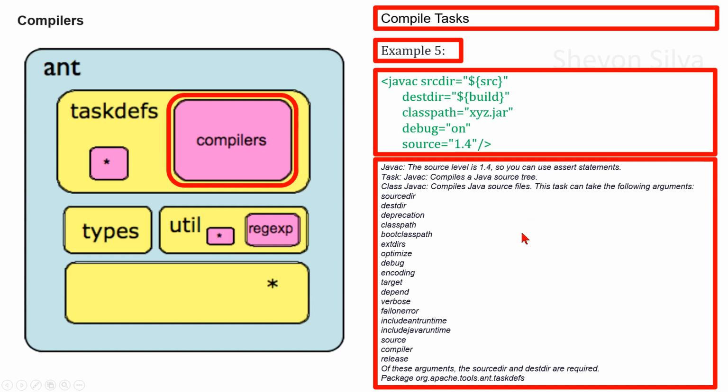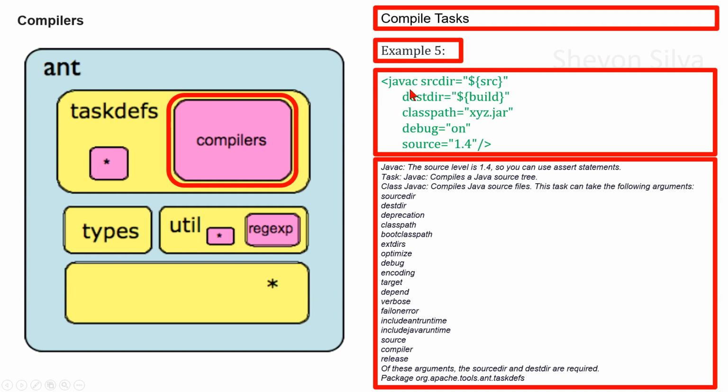Now we are considering javac. The source level is 1.4, so you can use assert statements. Task javac compiles a Java source tree. With regard to the API, class Javac compiles Java source files.